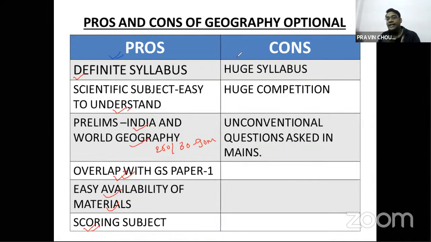Now what are the negative sides? So negative side की बात करते हैं. सबसे एक बहुत बड़ा negative myth है कि it's a huge syllabus. Obviously it's correct that the geography optional is not a short syllabus, it's a long syllabus. But if you plan accordingly, if your strategy is very good, then you can easily cover each and every section in a very short period of time.